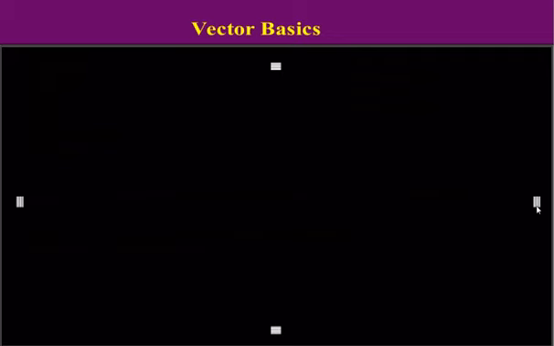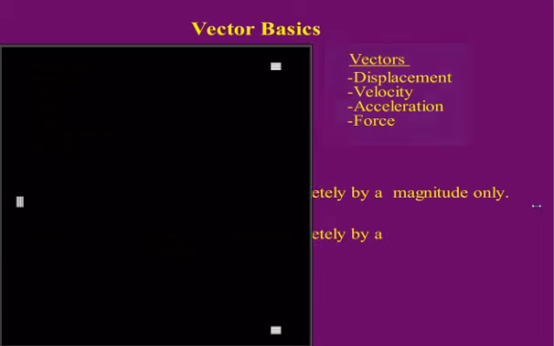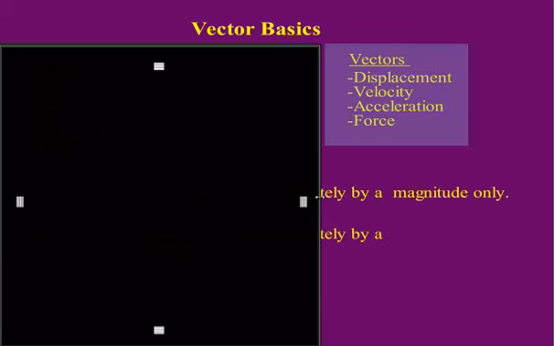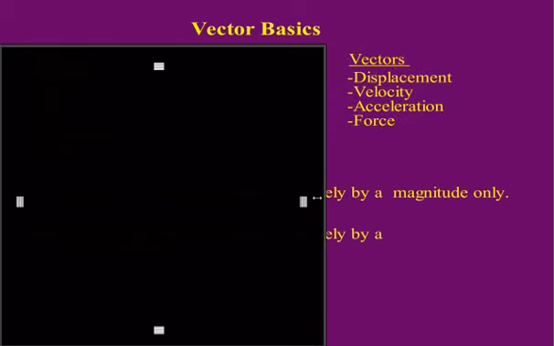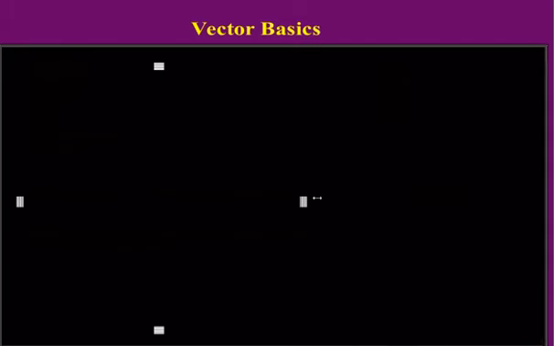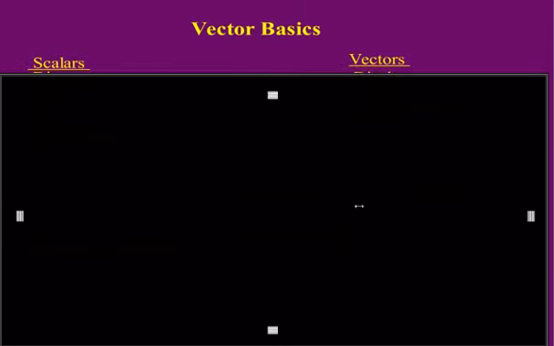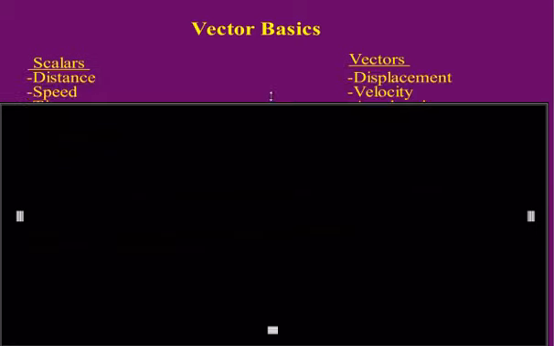You've actually been using vectors for some time already. Okay, let me show you an example of some vectors. Right there: displacement, velocity, acceleration, force. Sometimes it's useful to define something by comparing it to something else. I'm going to compare what a vector is to what something else called a scalar is. So look at these two lists here.